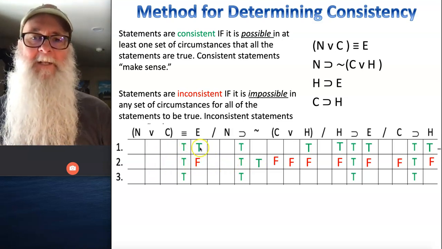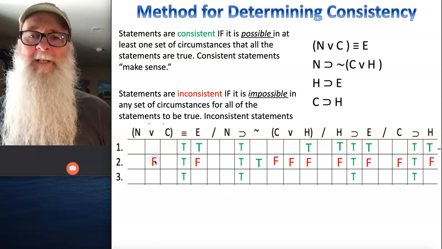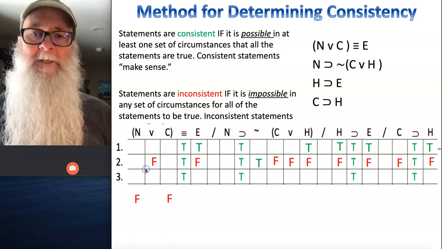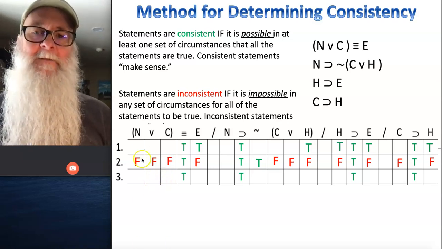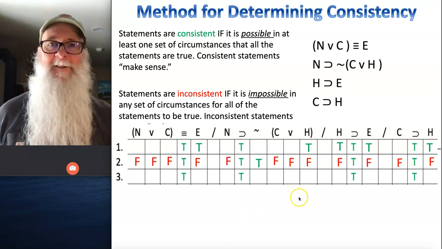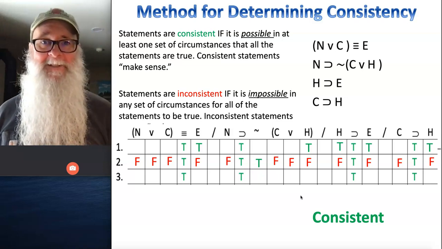Okay, but now let's look over here. We've determined that E is false. Well, in order for the triple bar to remain true when E is false, this wedge statement over here has to be false. And there's only one way for that wedge statement to be false, and that's when both N and C are false. And if N is false here, N's going to be false there. And look at that. We just proved that these statements are consistent, okay?